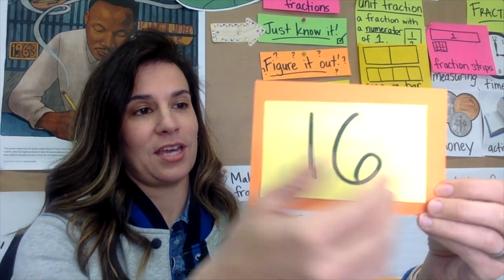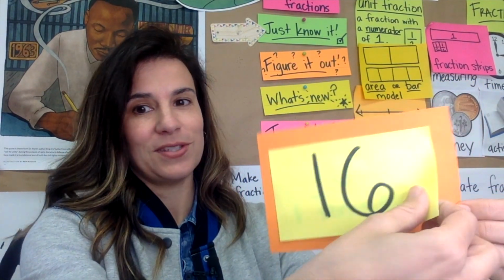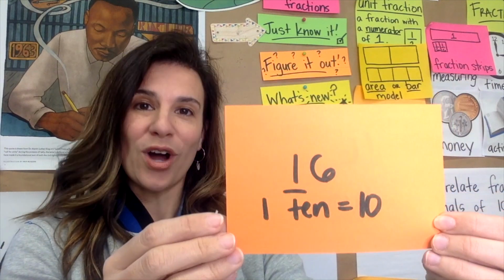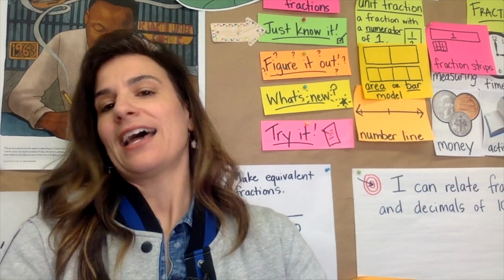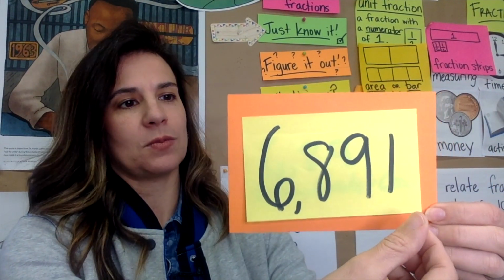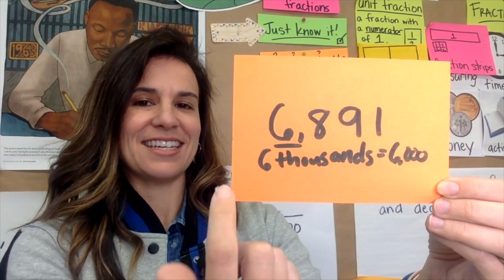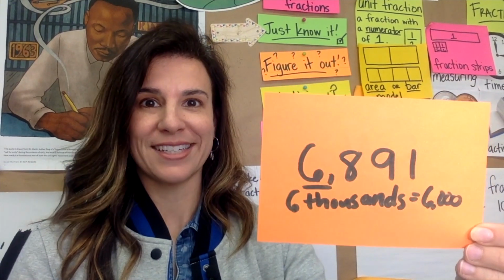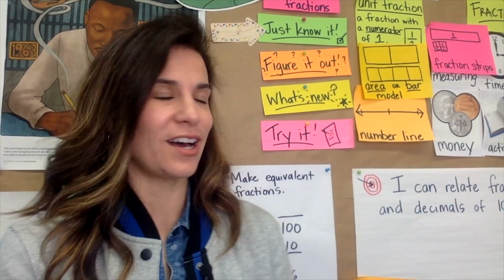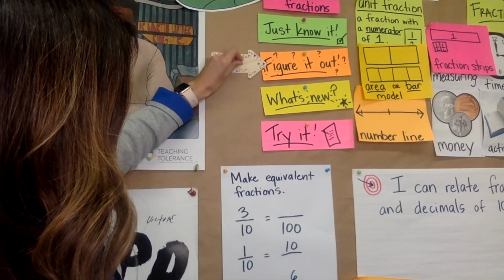The tens place, did you say 1? 1 ten equals 10. And last but not least, the thousands place, did you say 6? 6 thousands equals 6,000. Nice work. Let's move on to figure it out.